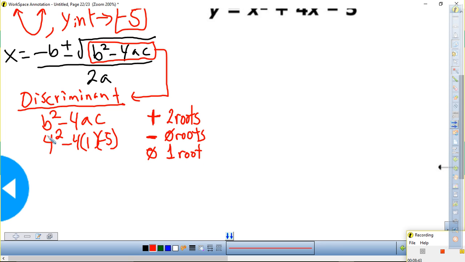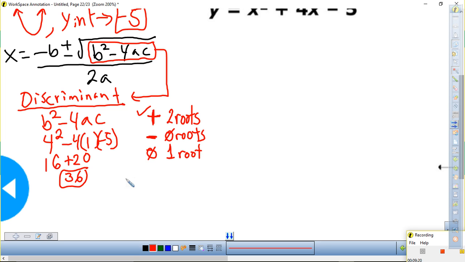Let's see. What is 4 squared? 16. Negative 4 times 1 is negative 4. Times negative 5, that's positive 20. 16 plus 20, 36. Negative 4 times negative 5, that's positive 20. How many roots are we getting? Two. Everybody see how that works?